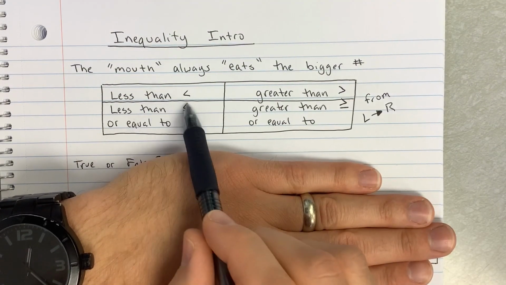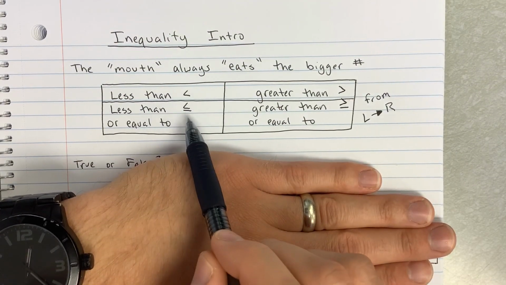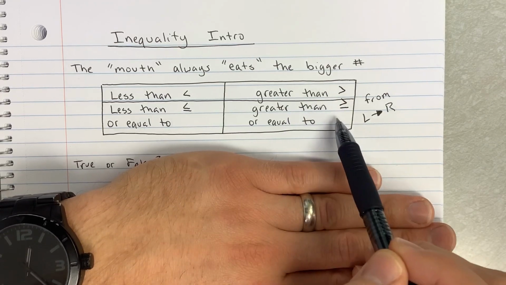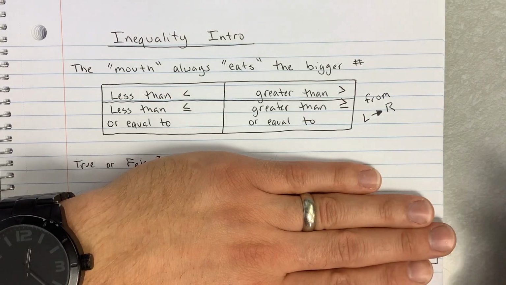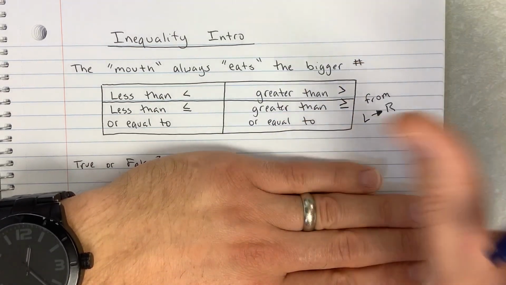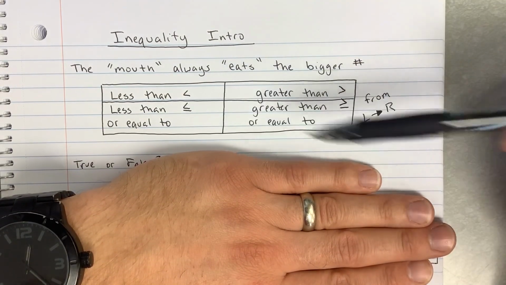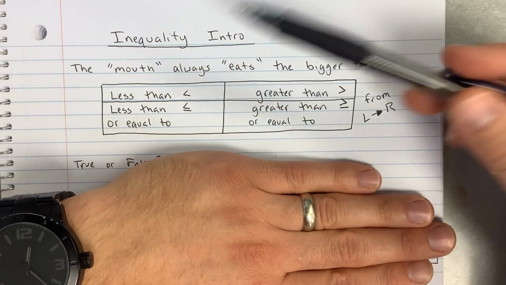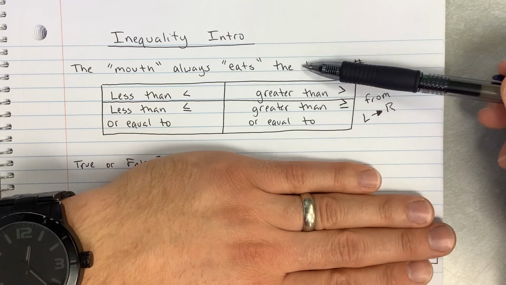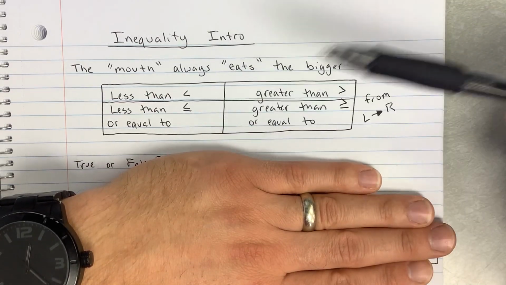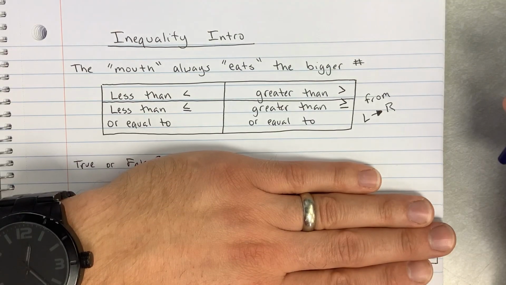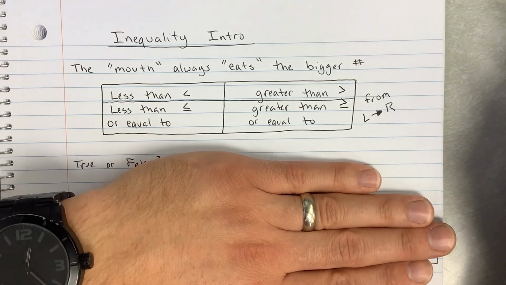Obviously, I have the 4 inequality signs right here. I got my less than or equal to. Greater than or equal to. And again, we always read from left to right. Now, listen. Even though I just said this is great information, I never really care about the names, right? I just care about this first thing, right? When I look at numbers, when I look at inequalities, I always just remember the mouth eats the bigger thing. As far as knowing the names, it's not that big of a deal. It's good if you do.